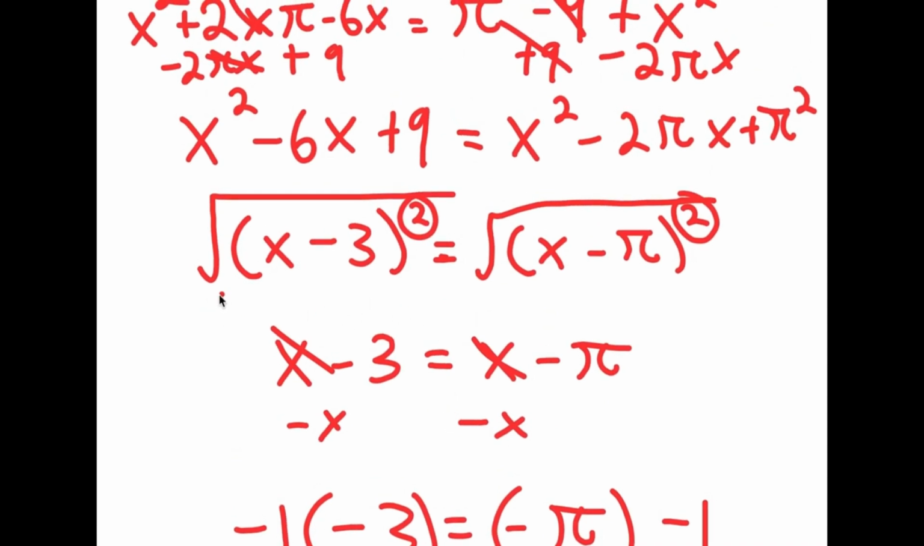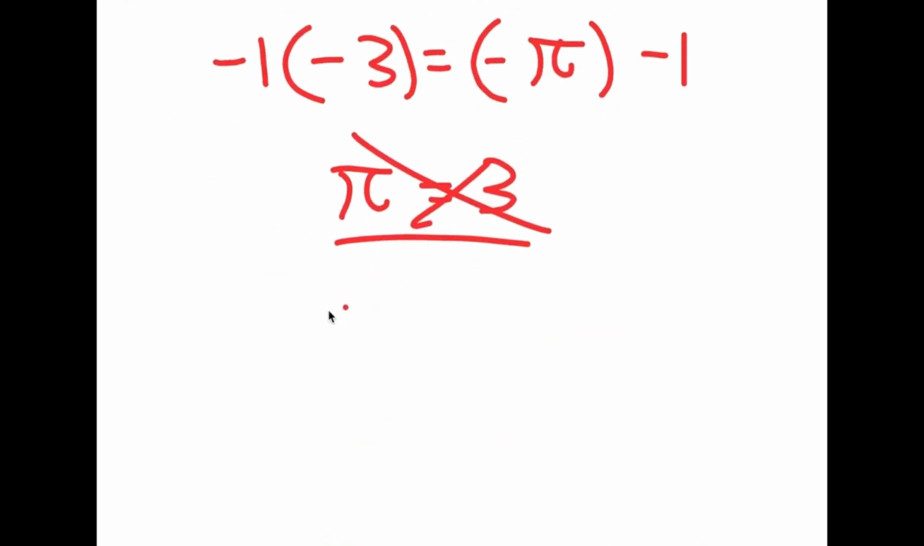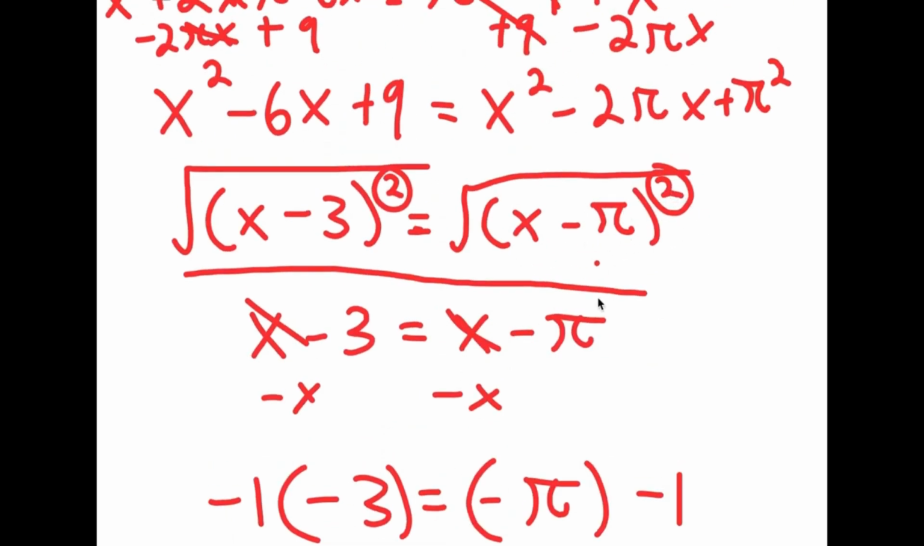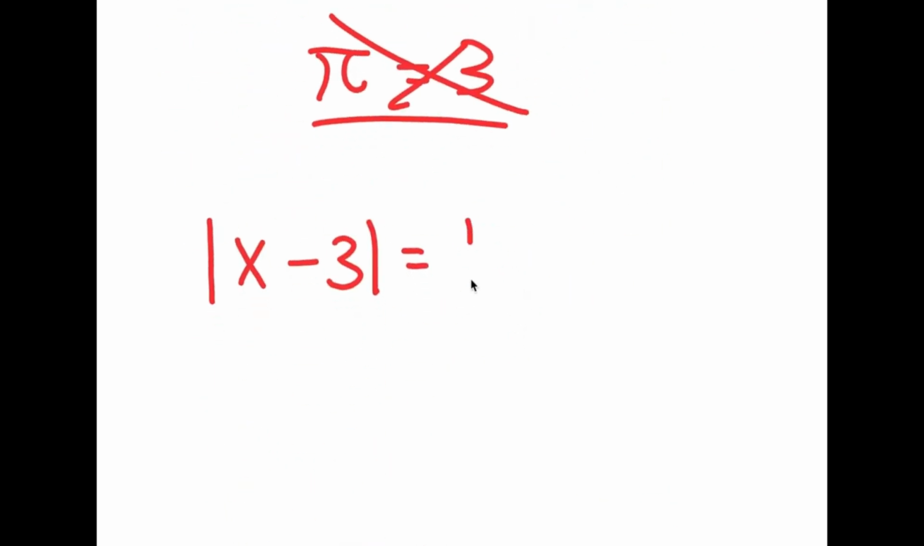Well, I actually went wrong on this step right here, where I said that the square root of x minus 3 squared and the square root of x minus pi squared are equal to x minus 3 and x minus pi respectively. Well, this is actually not true. The square root of x minus 3 squared isn't equal to x minus 3, it is equal to the absolute value of x minus 3. And the same goes for the square root of x minus pi squared. It's not equal to x minus pi, it's equal to the absolute value of x minus pi.